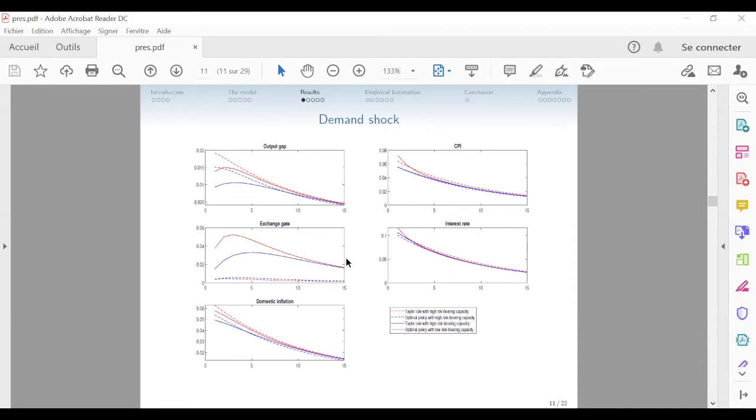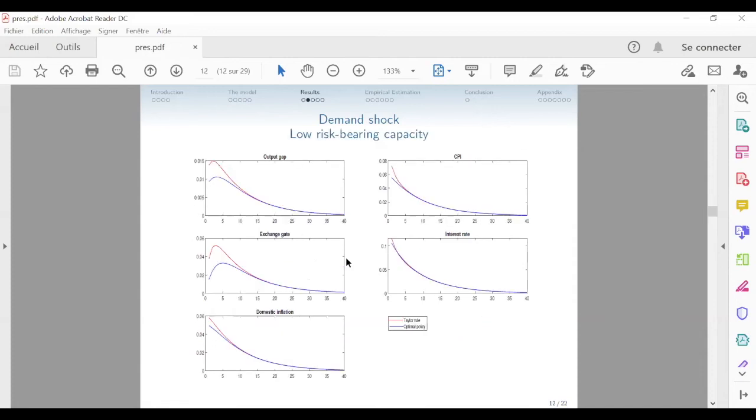Okay, so now let's just compare the two monetary policies when the risk is high. So what we see is that the optimal monetary policy is able to minimize the volatility of the exchange rate after the shock, which is quite nice. It's what we want, actually. So concerning the impact of the shock on the exchange rate, in a risky environment, the optimal monetary policy appears to be better at stabilizing the economy.